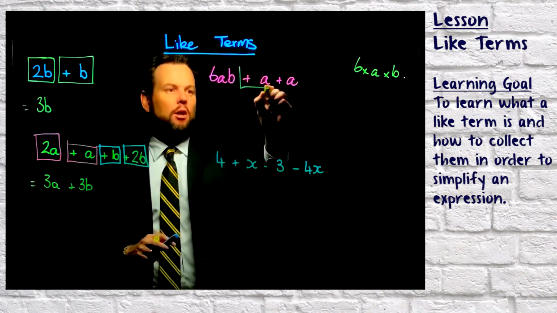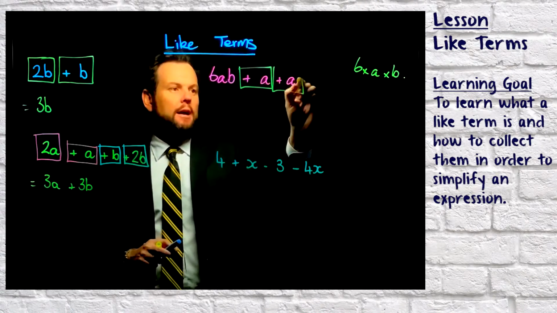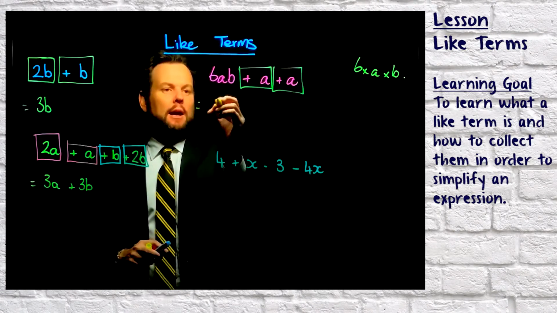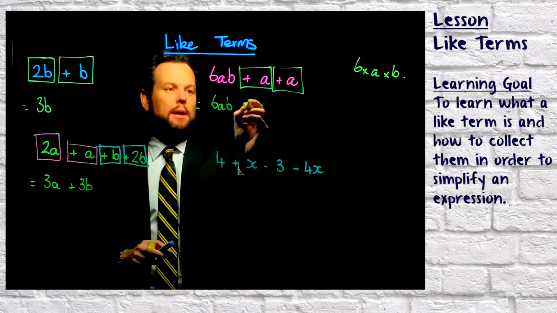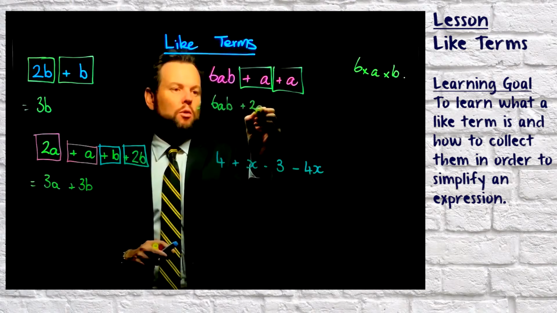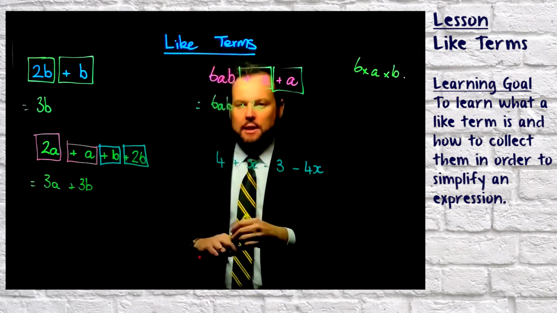So let's look at our like terms. I've got an A and I've got an A, and I go 6AB plus 2A. Okay, so that's my answer for that one.